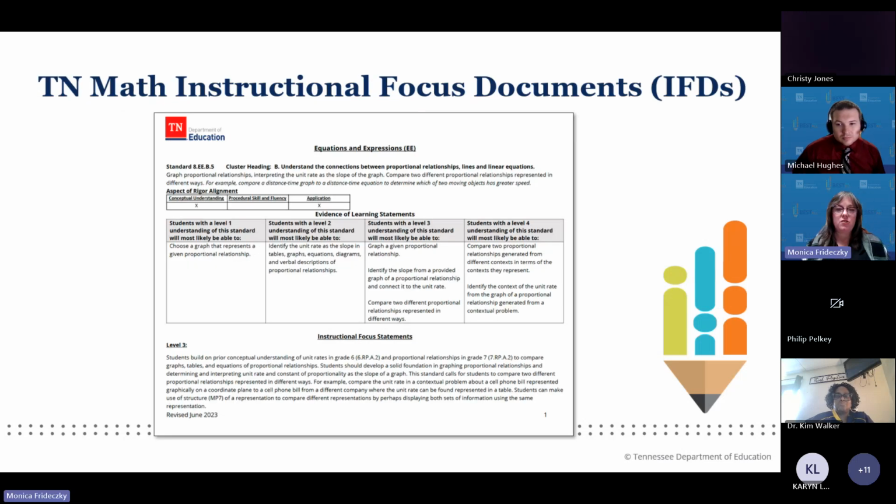So this is the math instructional focus documents, or the IFDs, because we love acronyms. We love abbreviations, don't we? So the math IFDs serve as an excellent resource for both teachers and leaders in understanding the focus and the intent of the Tennessee math standards. You can find those on the Best for All Central by grade or course. So these have been out for quite some time.